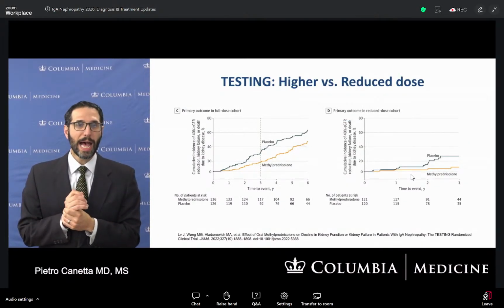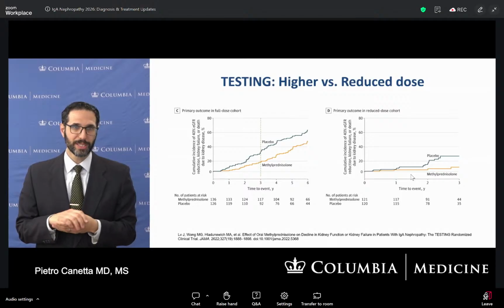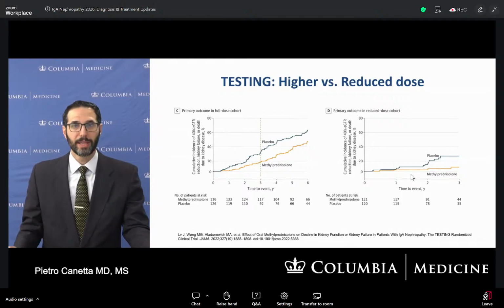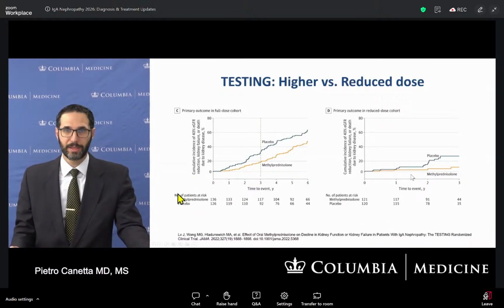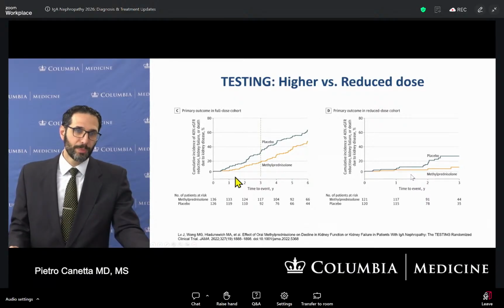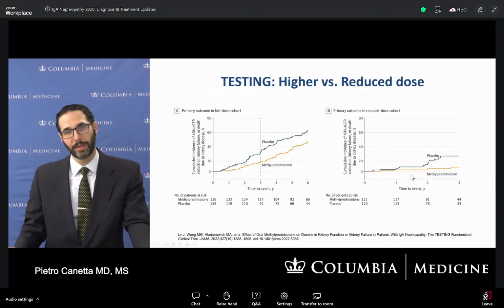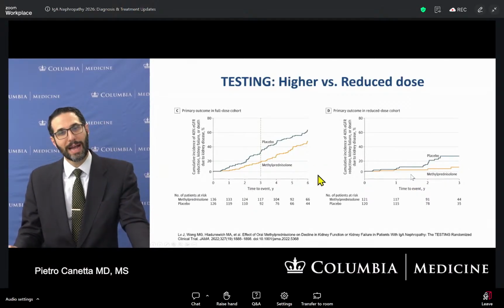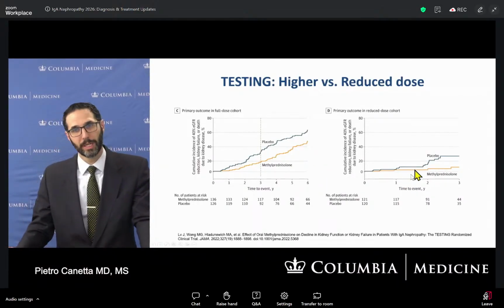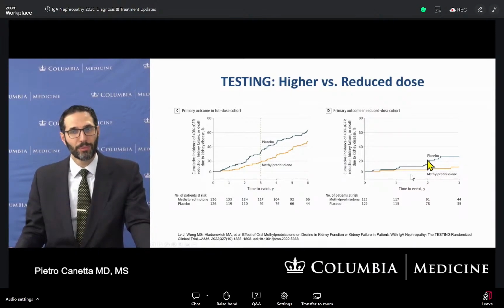If you look at the higher versus the reduced dose, as I said, in the primary outcome, regardless, the lines look similar. The high dose group had longer follow-up. They could go out to 6 years because, of course, they started enrollment earlier. But if you superimpose these graphs, the shape of the graphs is really similar. And there's clearly a benefit with methylpred compared to placebo.